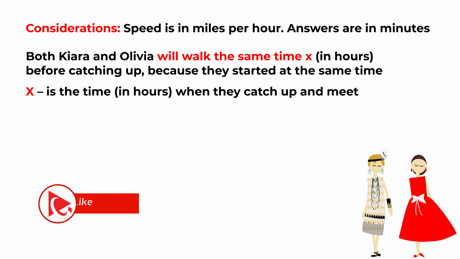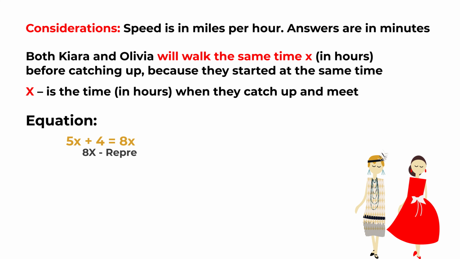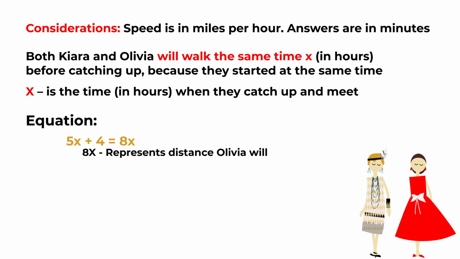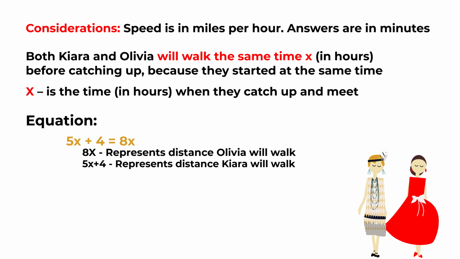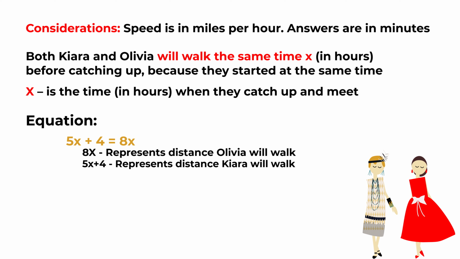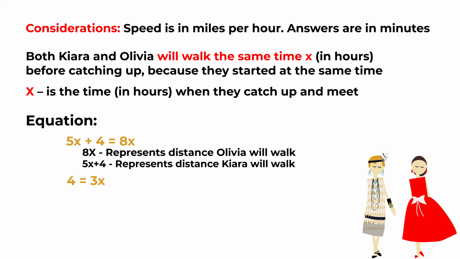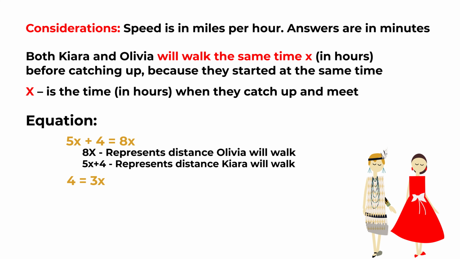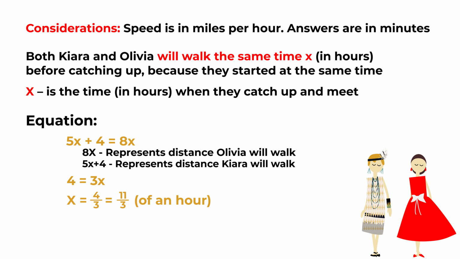To solve this challenge, we need to build an equation. 5x plus 4 equals 8x. 8x represents how much Olivia will walk, and 5x plus 4 is representing how much Kiara can walk. And the starting point for this will be starting point of where Olivia starts, since Olivia starts 4 miles behind. So if we simplify this equation, 4 will be equal to 3x, and x will be equal to 4/3 or 1 1/3 of an hour. And now is the time to do the conversion.